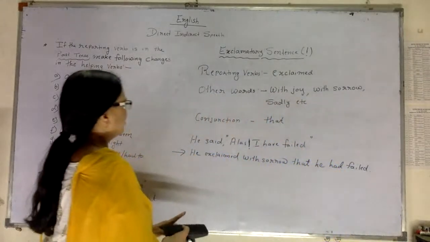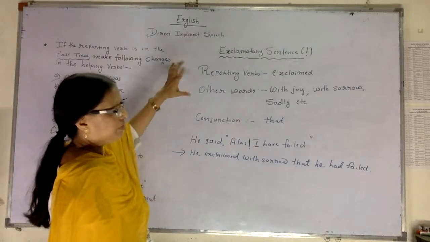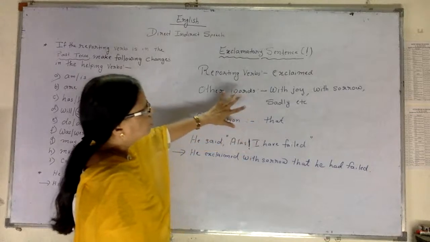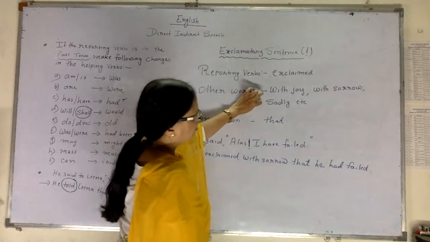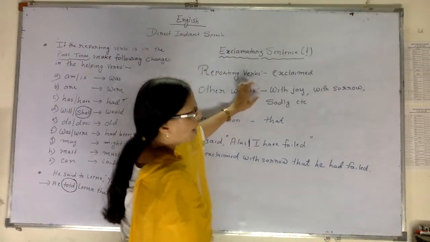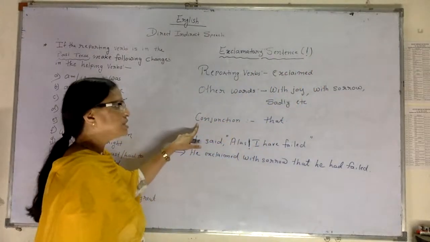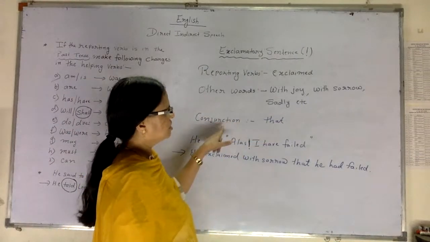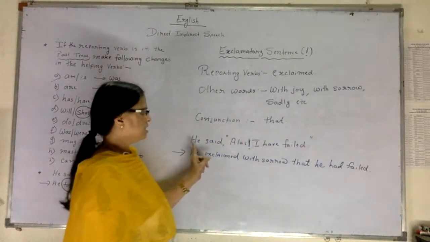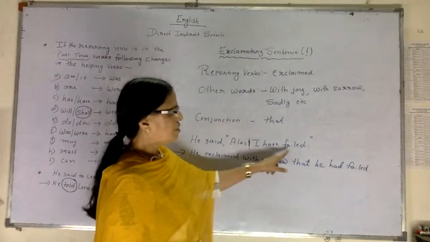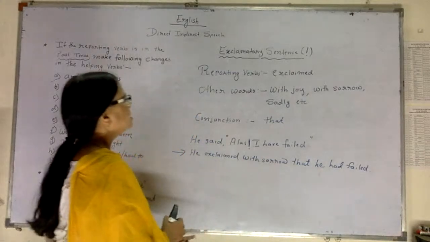Okay, see here once more. Which reporting verb do we have to use here? Exclaim, or other words, because whatever feelings it denotes, accordingly you will use with joy, with sorrow, sorrowfully, joyfully, sadly, happily. There is a long list of such words. Then which conjunction will you use? The conjunction "that" to join the sentences. For example: He said, "Alas, I have failed." So: he exclaimed with sorrow that he had failed. I hope this is clear.